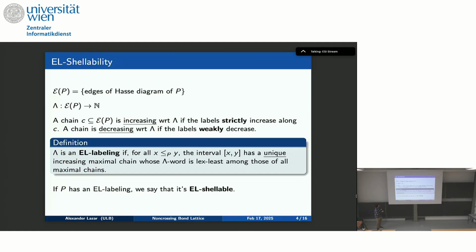And then we say that a chain is increasing if the labels strictly increase, as you read from bottom to top, and it's decreasing if they weakly decrease. And this is a key distinction, strictly versus weakly. And we say that lambda is an EL labeling if every interval has a unique increasing saturated chain, or maximal chain, and the word that you get by reading the edges is lex least among all saturated chains. This is what's called an EL labeling. And if P has an EL labeling, we say that it's EL shellable.